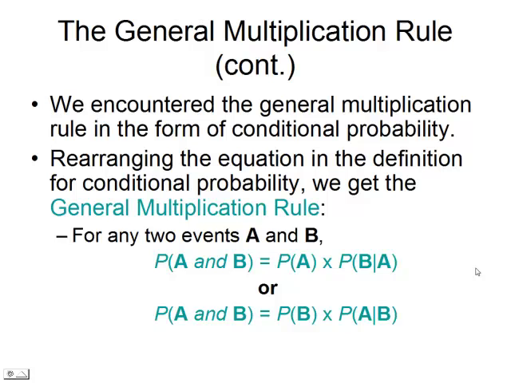We encounter the general multiplication rule in the form of conditional probability. Rearranging the equation in the definition for conditional probability, we get the general multiplication rule. For any two events A and B, the probability of A and B is equal to the probability of A times the probability of B given A, or the probability of A and B is equal to the probability of B times the probability of A given B.